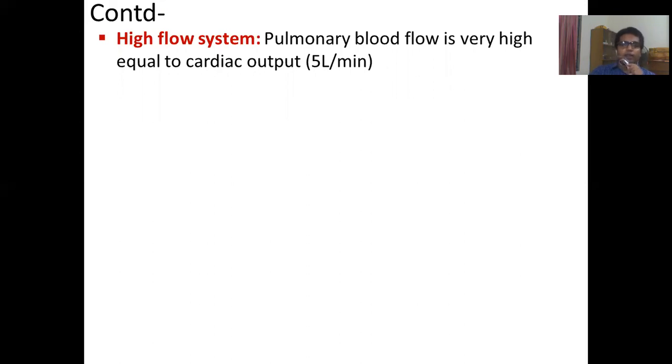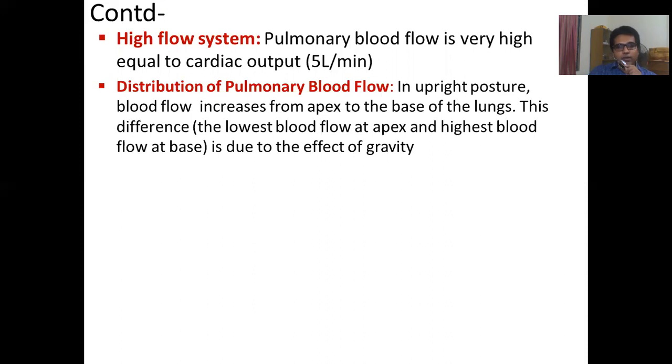Another important specialty of the pulmonary circulation is that the distribution of pulmonary blood flow throughout the lung is not uniform; it is uneven or unequal. In upright posture, blood flow increases from the apex to the base of the lung. That means the lowest blood flow is at the apex and the highest blood flow at the base. This variation occurs due to the effect of gravity.